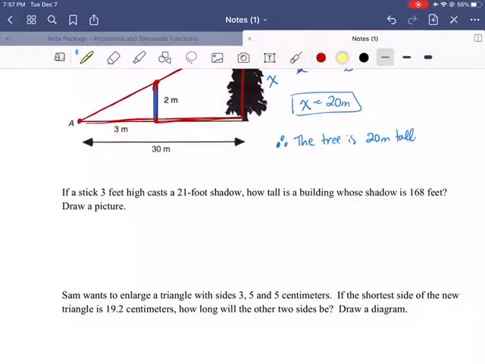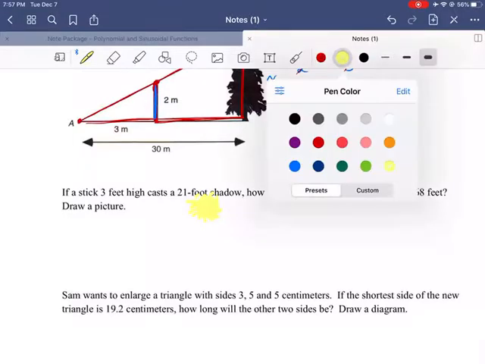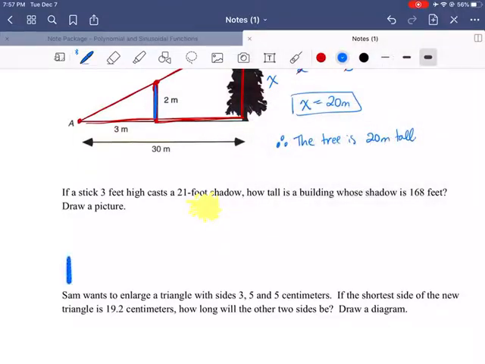So we're going to draw the sun up here. Okay. And the sun is casting its rays towards the building and the stick. Okay. So let's start with the stick. And the stick is 3 feet high.